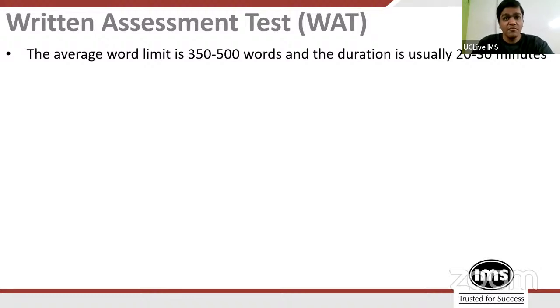As for the upper limit, if you have too many points and you have all the time in the world and you have elaborated those points well, what if it goes to 550?